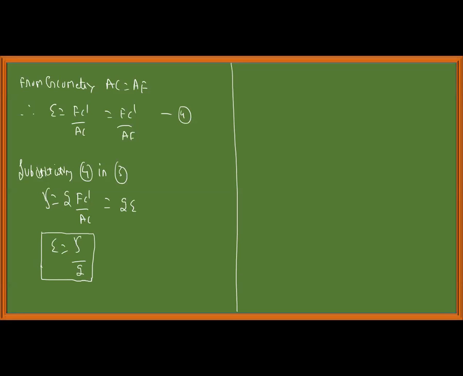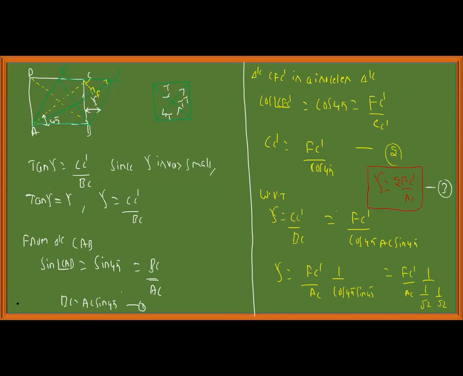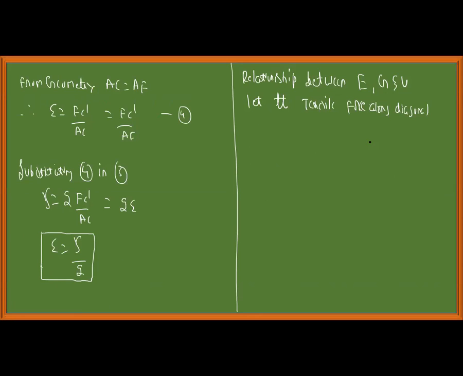Okay. Now, relationship between E, G, and nu. Let the tensile stress along diagonal AC' be sigma x, which is nothing but equal to tau. Since this is a normal stress, I am indicating it by sigma x.